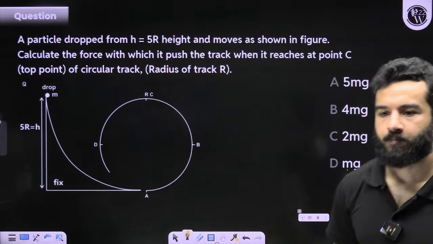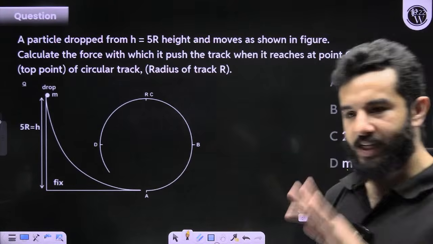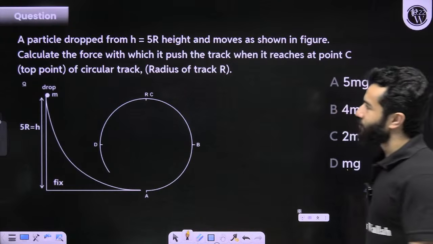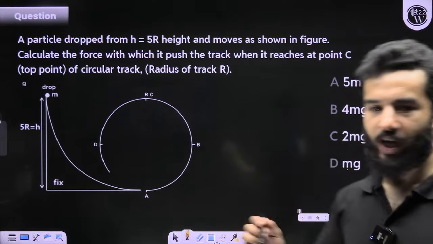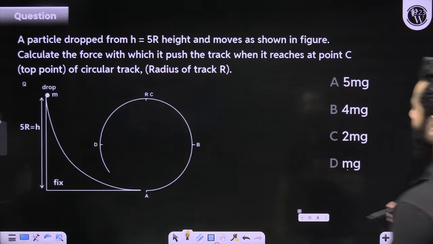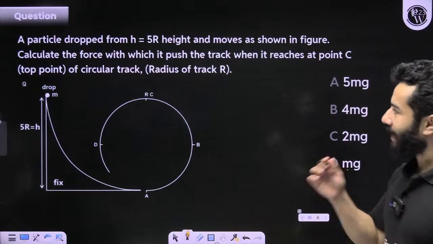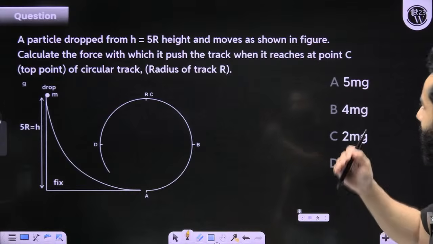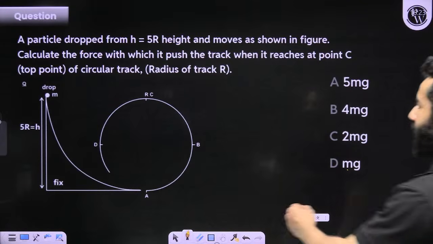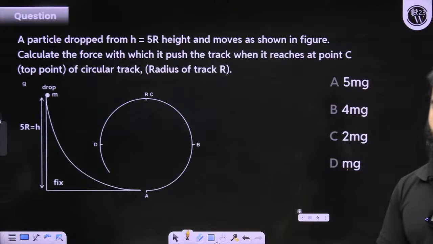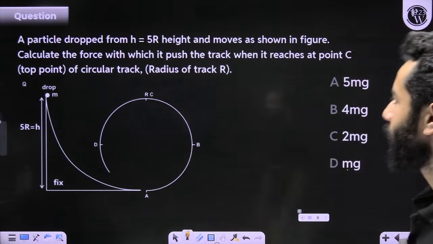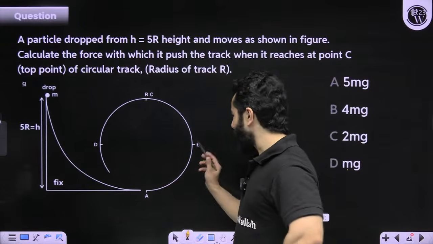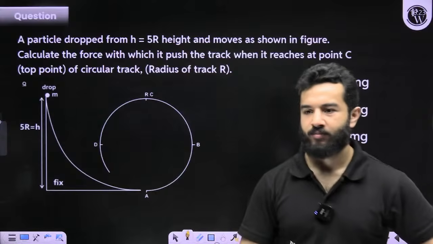Let's solve this question. Easy, difficult, right? Let's solve this problem. A particle is dropped from height h equal to 5r and moves as shown in the figure. Calculate the force with which it pushes the track when it reaches point C of the circular track. This is point A, this is point B, this is point C, this is point D.